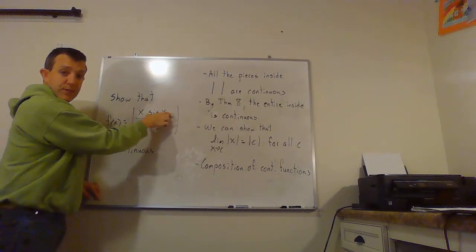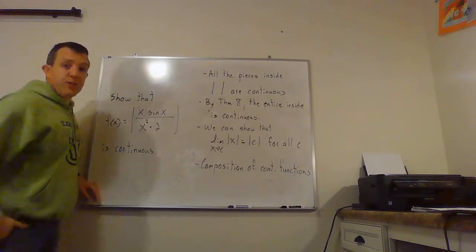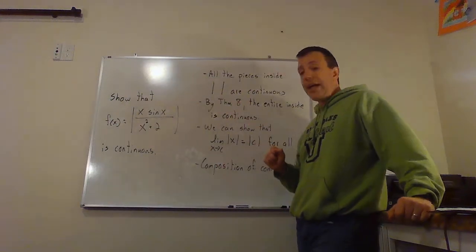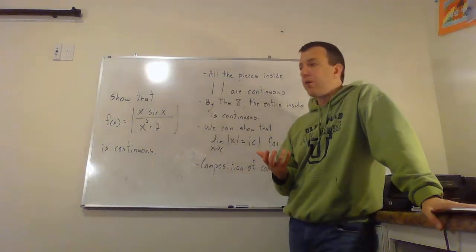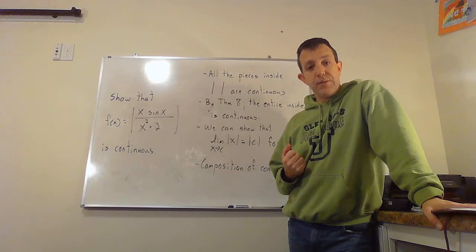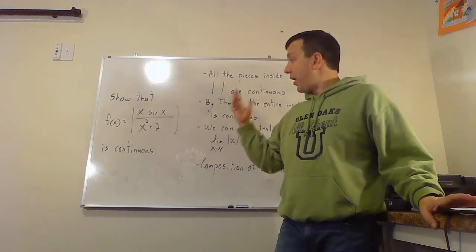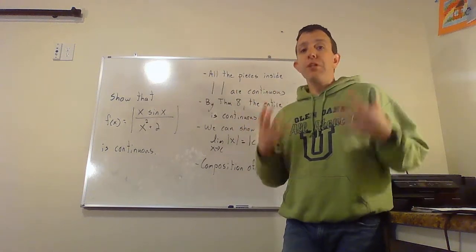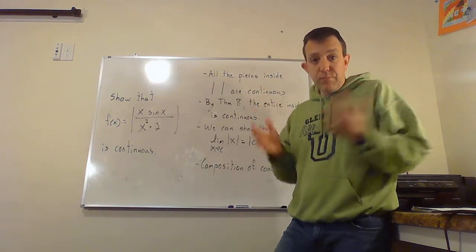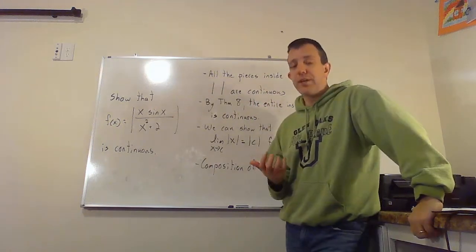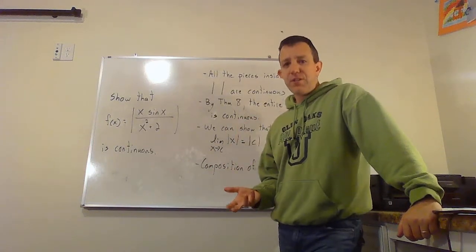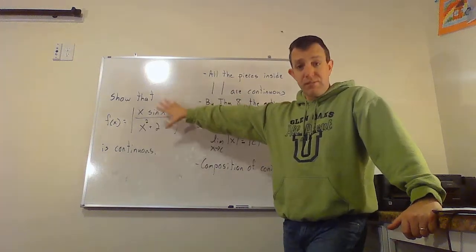Sine of x is a continuous function. X squared, the 2, all of those are continuous functions. And so by theorem 8, that theorem we just looked at a minute ago, the entire inside of that is continuous, right? We have products and sums and powers, and we know that all of those things are continuous. So we don't really have to do any crazy work here. We don't have to try and evaluate a limit and show that it's equal to what the function is. No, we're good.